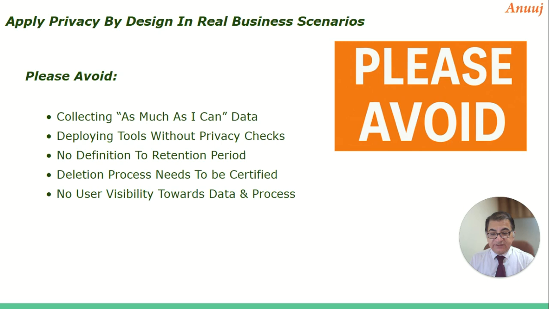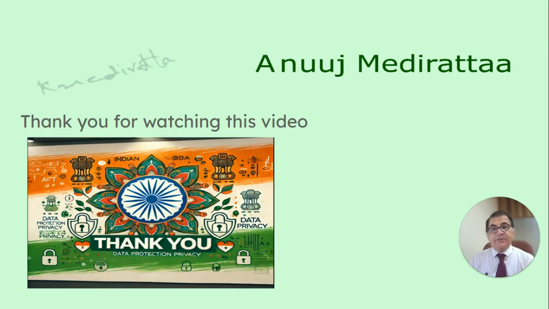User visibility is another very important aspect of data privacy and transparency in data privacy. You should put in all these elements early, and you should not try and avoid privacy till it becomes too late and you suffer from a breach. So that's about applying data privacy or privacy by design in real business scenarios.